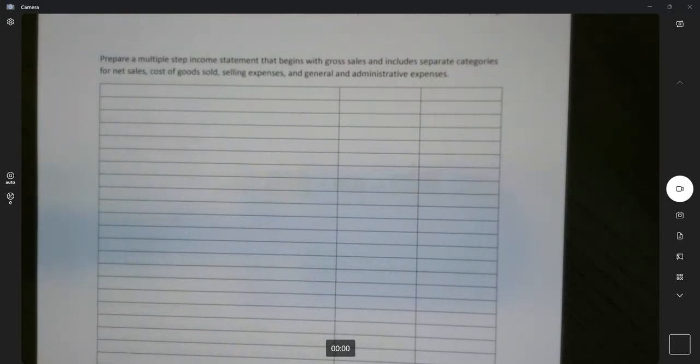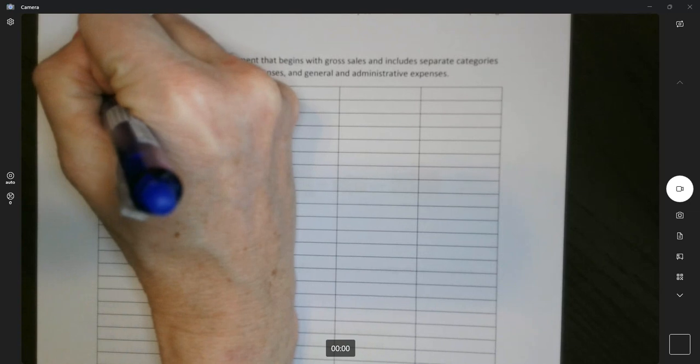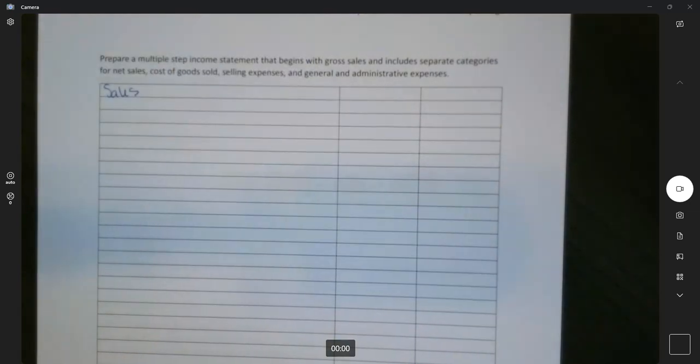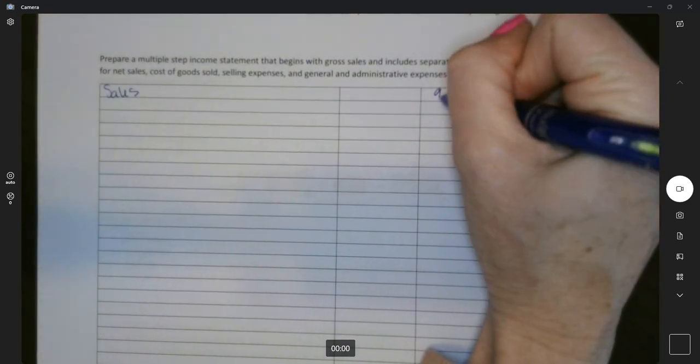So using the information from the previous page, I'm going to prepare a multiple step income statement. We're going to start with our sales, determine what our gross profit looks like. Then we go through operating expenses that are going to be separated into selling and general and admin expenses, and I'll give you some tips on that as well. So first up, we're going to start with sales. The sales amount was $9,500.